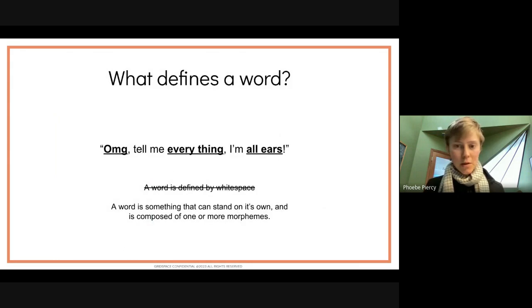Awesome. Cool. So now let's go back to our sentence. Oh my God, tell me everything. I'm all ears. And we're not going to define a word anymore by white space. Now our definition goes as something that can stand on its own, that is composed of one or more morphemes. So with this definition in mind, we can start to separate our sentences into words of meaning more.